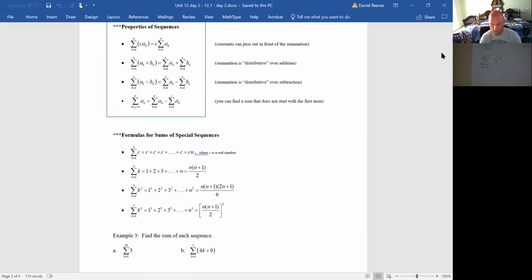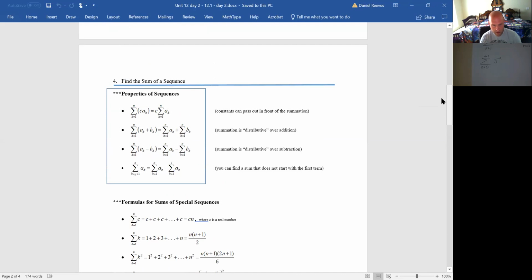Let's take a look at what these things mean, starting with that first one. So for example, if I had the sum of a bunch of stuff, like all the even numbers, for example, like I did the sum from k equals 1 to 100 of 2k.